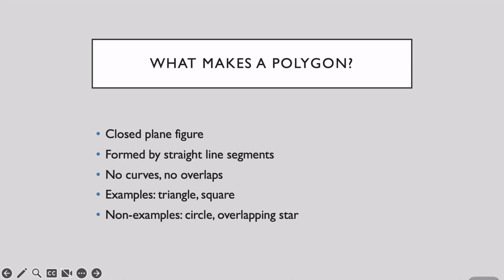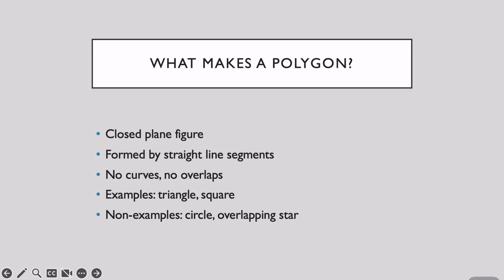So a polygon is a closed plane figure. So there shouldn't be any space to get in and out. So it's a closed plane figure. Plane meaning 2D, two-dimensional, formed by straight line segments. So there are no curved lines, there are no overlapping lines, there are no intersecting lines. So just straight line segments.